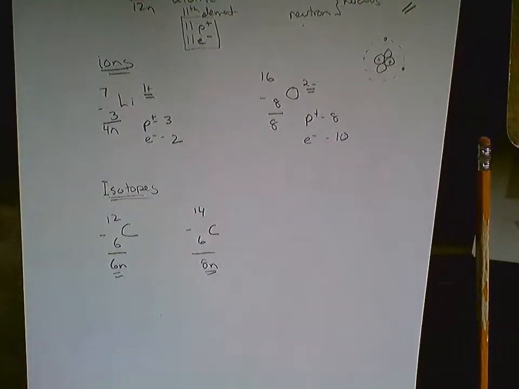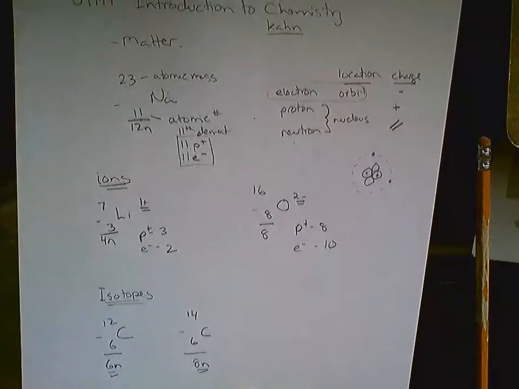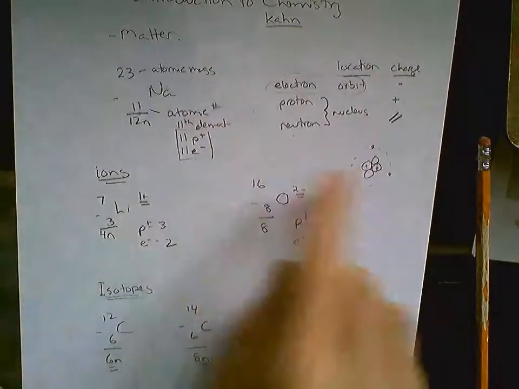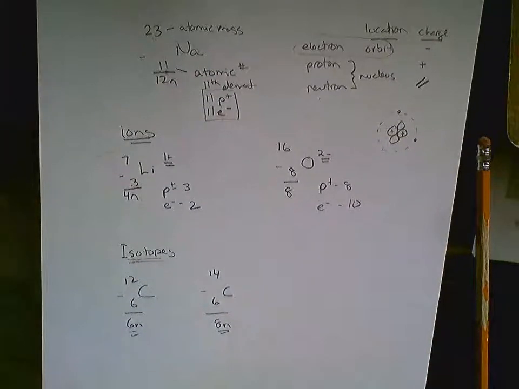These are the major parts of Unit 1, Activity 1 right here. Make sure that you go through matter, and make sure that you go through atomic number, atomic mass, electrons, protons, neutrons, ions, and isotopes.